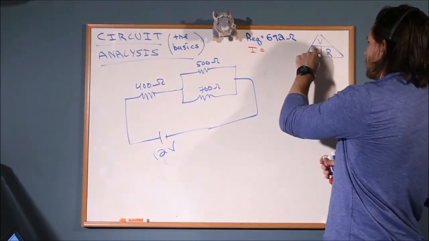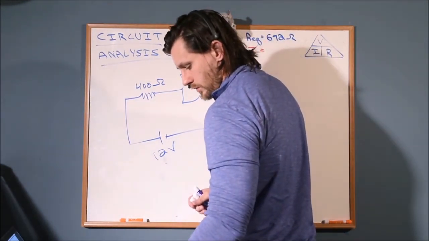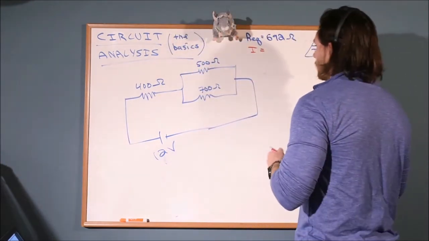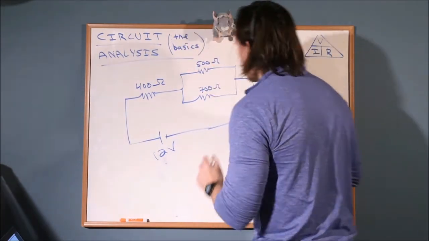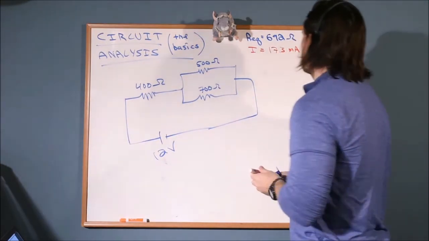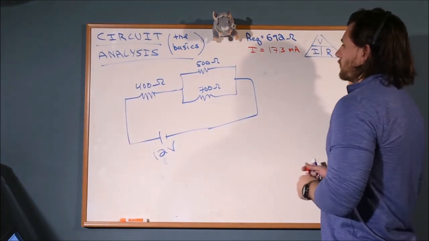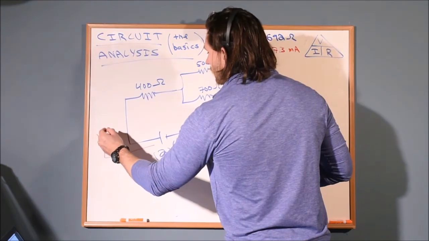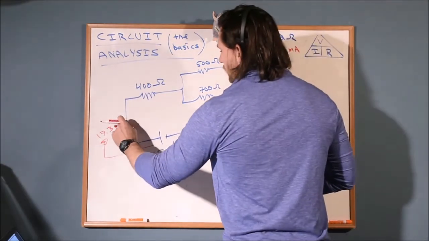Okay, so if we're going to calculate our total current, it's V over R. We have a 12 volt battery divided by 692. So 12 over 692 is 0.0... Let's use a metric prefix here. 17.3 milliamps. Yeah, metric system, love it. Okay, 17.3 milliamps. So we know that out of the positive end of the battery, we have 17.3 milliamps.